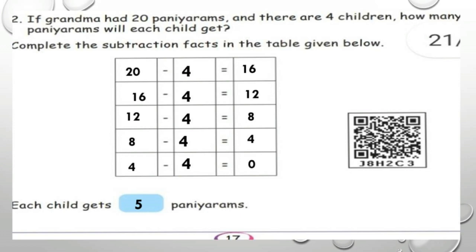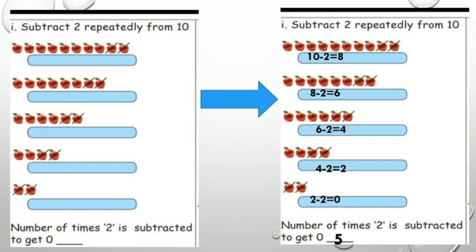Again she is distributing to the 4 children. So 4 minus 4 is equal to 0. Each child gets 5 paniyarams. It's a pleasure time. Write the subtraction facts for the following. Subtract 2 repeatedly from 10.